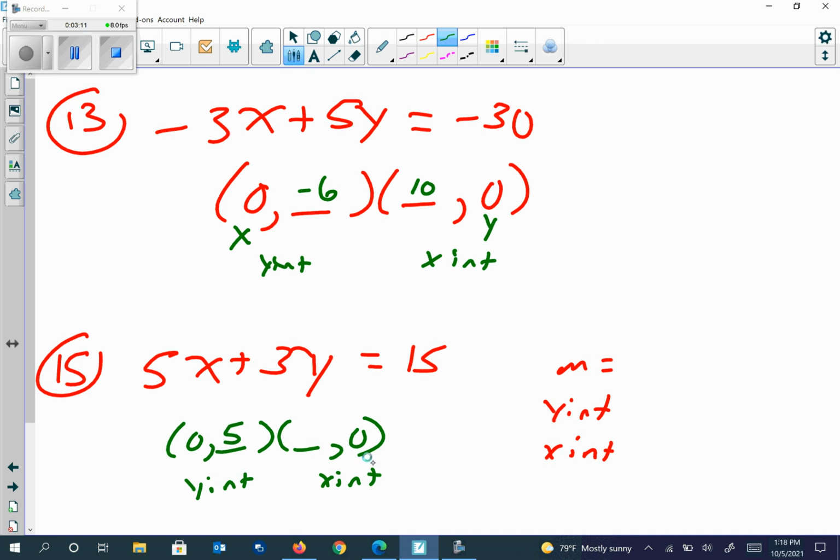For the next one, when I have a 0, I plug in for the y, that becomes 0. So 5 times what number gives me 15? So 3 comma 0. And then we want to find the slope.